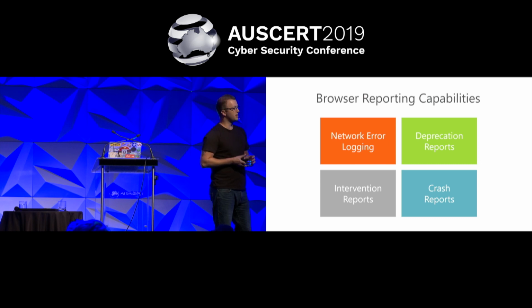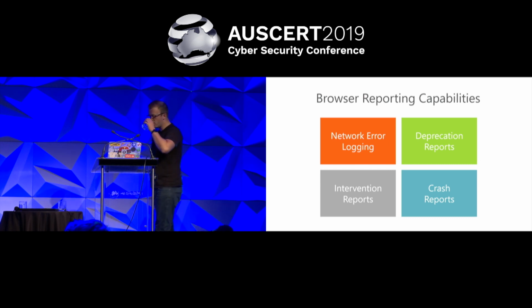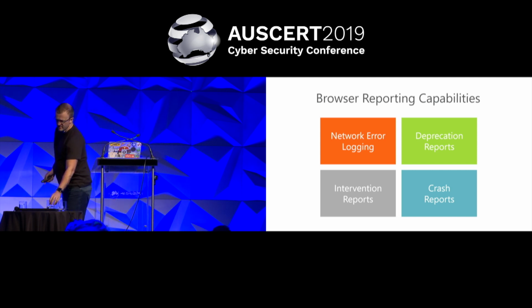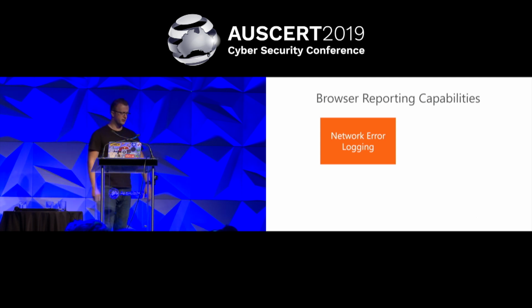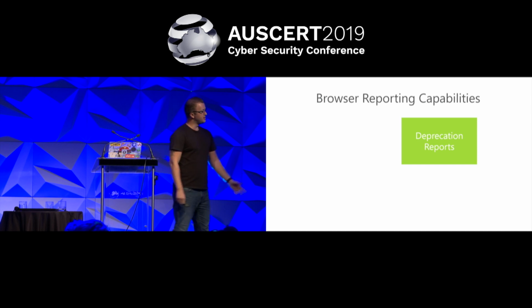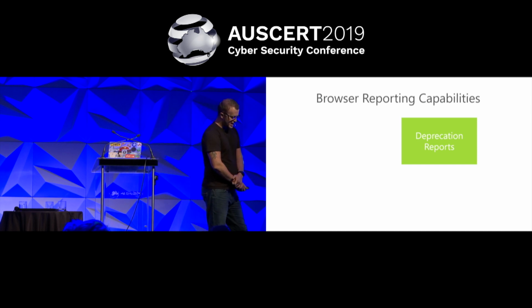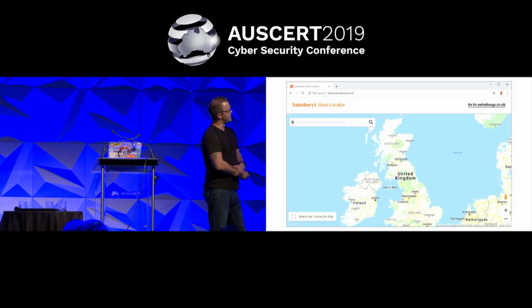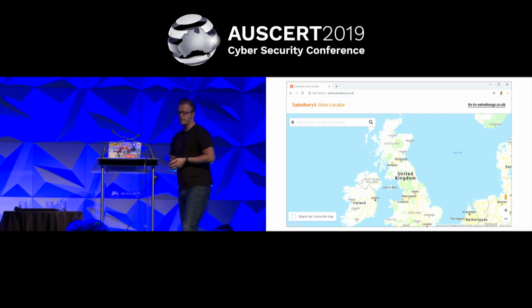But it's not just network error logging either. There's a whole bunch of stuff that the browser can tell you about. So we've covered network error logging. Let's take a look at the next option over, which is something called deprecation reports. Deprecation reports are really handy, and I have an example of where they would have saved an awful lot of organizations. This is a supermarket in the UK. They're a fairly big one, I think the second or third biggest in the country.